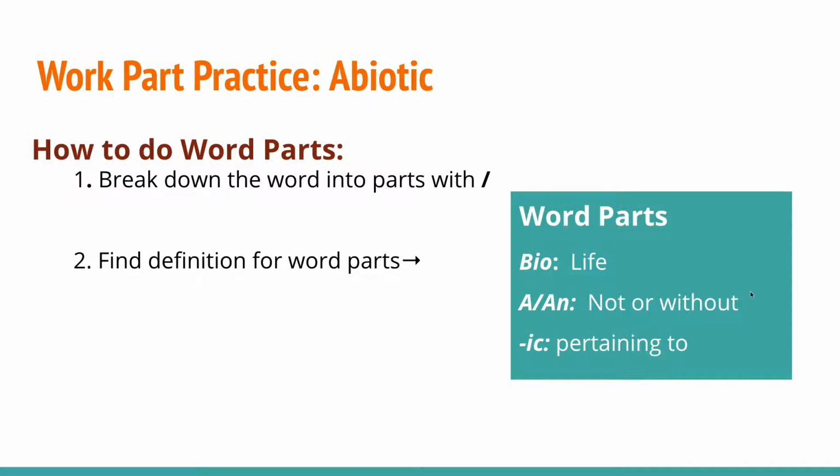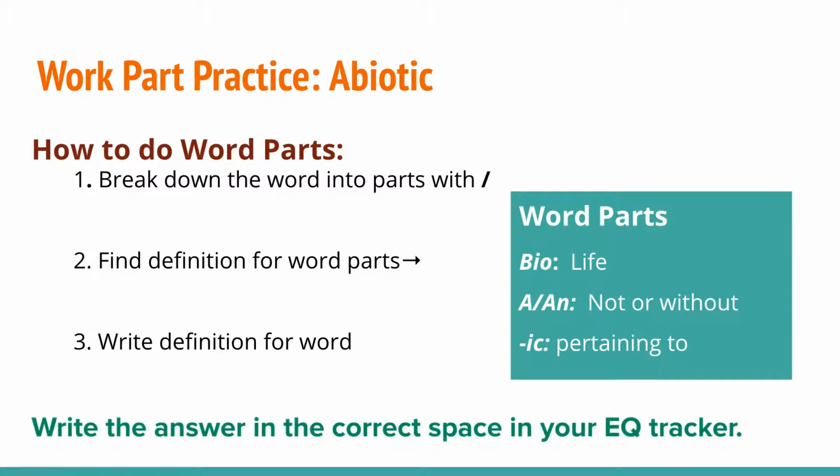Second step would be find the definition of the word parts. So we have bio, which means life, a or an, which means not or without, and ic means pertaining to. And then my third step is to use all of these different definitions of the word parts and put it together to try to create something that makes sense. And then, of course, to write it down on your EQ tracker space.